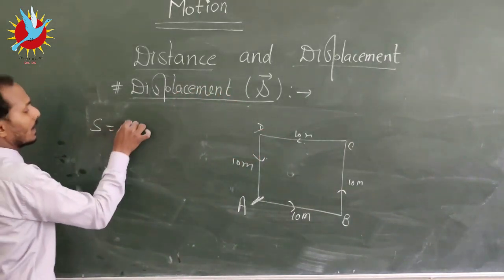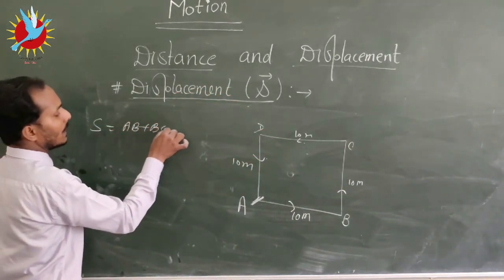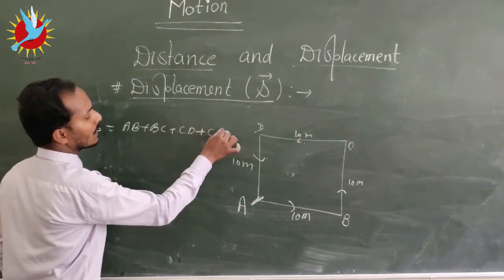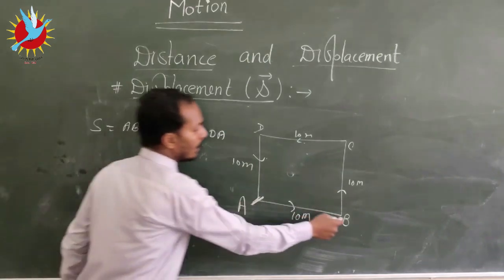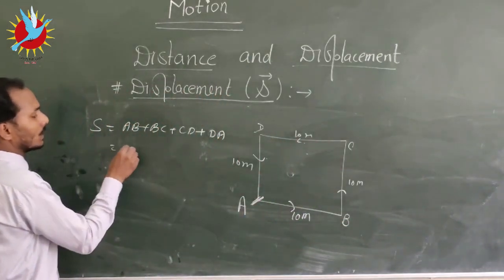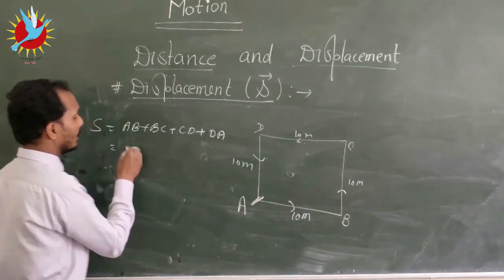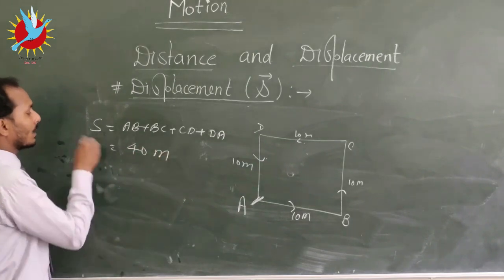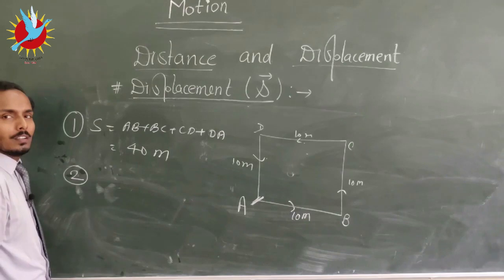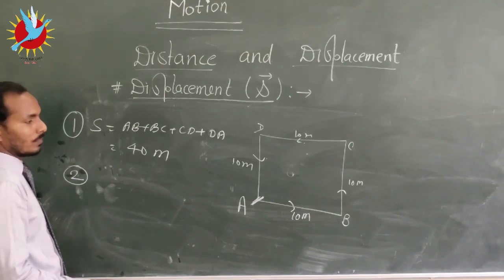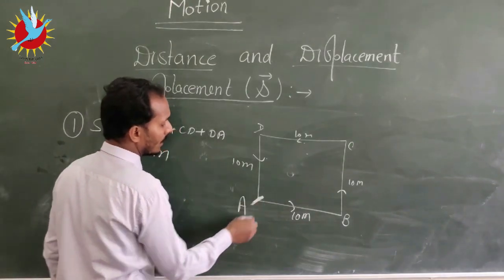Distance is AB plus BC plus CD plus DA. This is the actual path, AB, BC, CD, DA. So it is 10, 10, 10, 10, which means 40 meters. This is the distance. Now calculate the displacement.